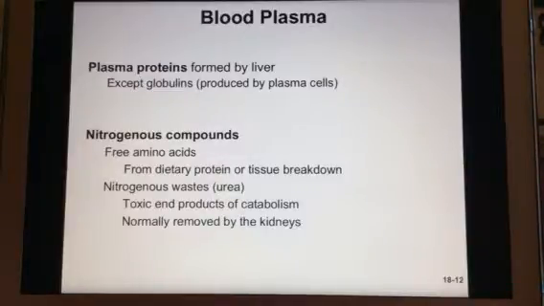And then we'll also see that there are some nitrogenous compounds in the blood, amino acids that are floating around. They're not part of a protein, but they are from dietary protein or tissue breakdown. So they once were part of a protein, but now they are separate. And then there's also some urea, which is the end product of breaking down reactions in the body. And those will be normally removed by the kidneys when the blood flows through there.